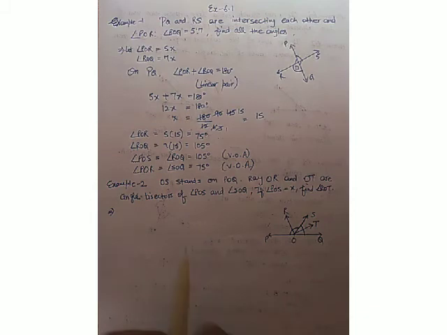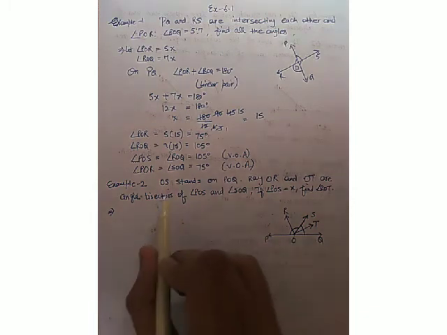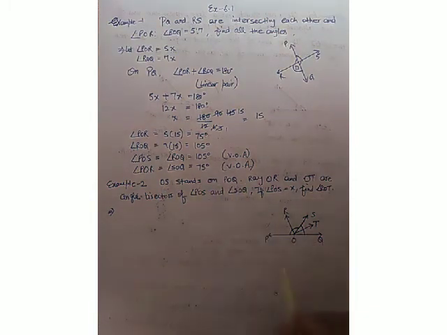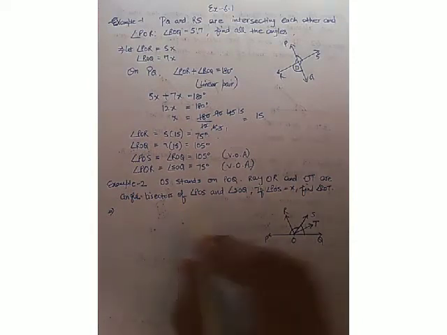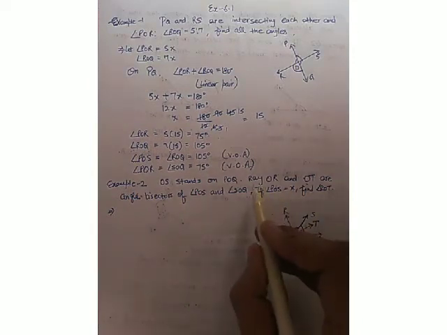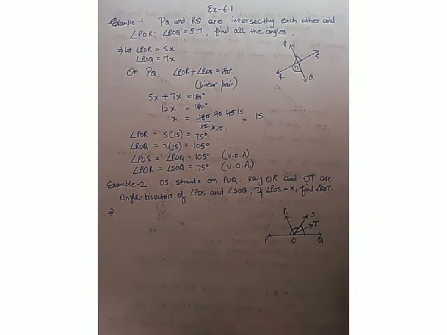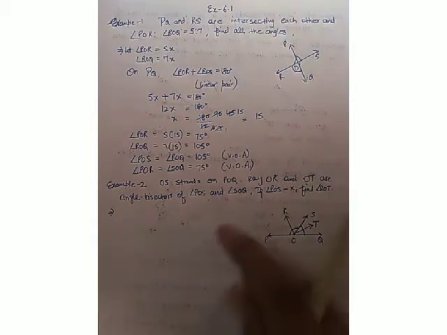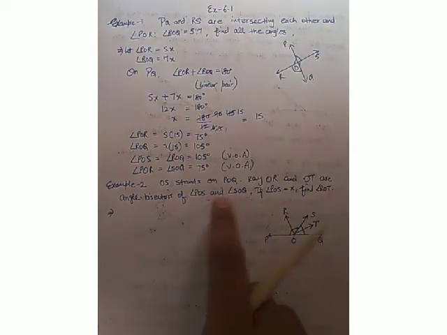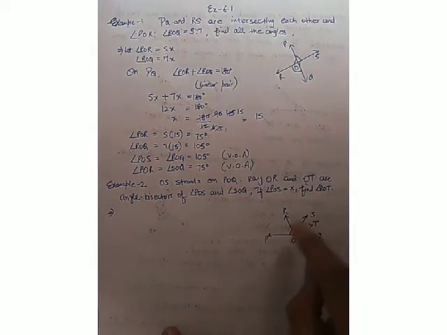Let's move to the second example. Now OS stands on POQ. POQ is a line given, and OS is a ray standing on POQ. Ray OR and OT are angle bisectors. Now what is an angle bisector? An angle bisector is that ray that is dividing an angle into two equal parts, two equal measurements. That is known as an angle bisector, two equal halves of POS and SOQ. The bisector of POS is OR and the bisector of SOQ is OT.